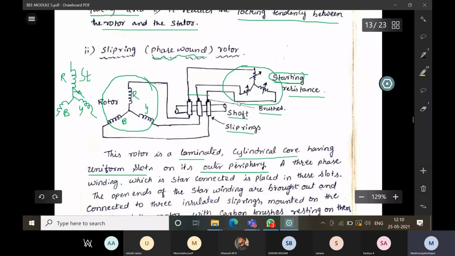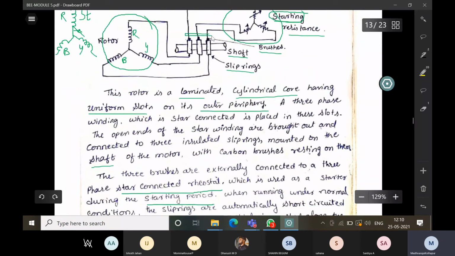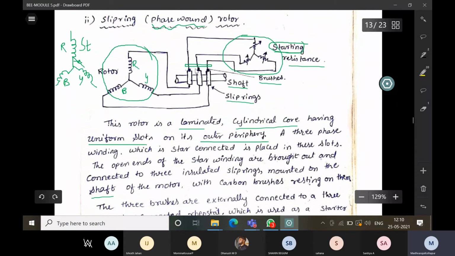So at the time of running, that arrangement is made in the slip ring motor through a metal collar. This is the metal collar. It will short circuit the entire starting resistance and disconnect it. When it is short circuited, the three phases will be shorted.